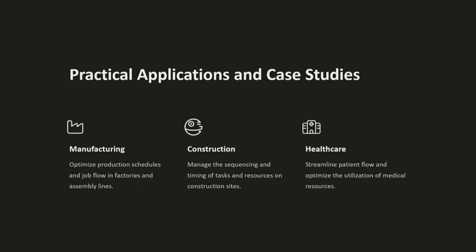The practical applications and case studies that can be implemented using n job processing with three machines are manufacturing, construction, and healthcare. These are the sectors where we can use the operation research concept. In manufacturing, we can optimize production schedules and job flow in factories and assembly lines. In construction, we can manage the sequencing and timing of tasks and resources on a construction site. In healthcare, we can streamline patient flow and optimize utilization of medical resources.